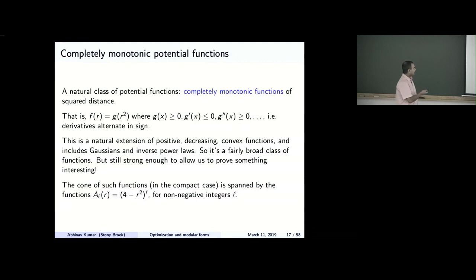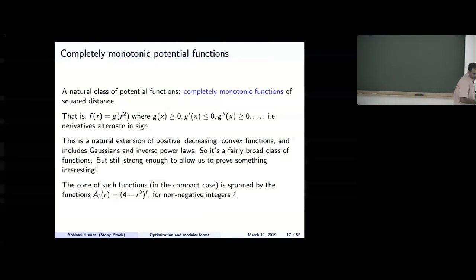But it's still strong enough, there's a broad class of functions, it's still strong enough to allow us to prove something. In the compact case, the cone of such functions is spanned by these functions, A_L, which is 4 minus the distance squared to the power L, so non-negative L. So why 4? Because the squared distance between antipodal points is 4.